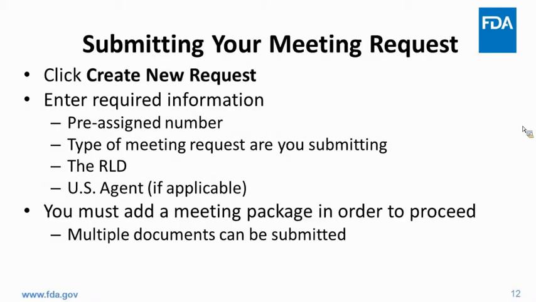So, if you're submitting your meeting request, the next thing to do is create a new request. And again, it's going to ask you for some basic required information. Here's where the pre-assigned number comes in. The type of meeting request you're submitting, so that would be a product development meeting request or a pre-submission meeting request. You'll need to know your RLD, and for pre-ANDA meetings, you need to know an RLD, and RS will not suffice. It needs to be an RLD. And then the U.S. agent, if applicable.